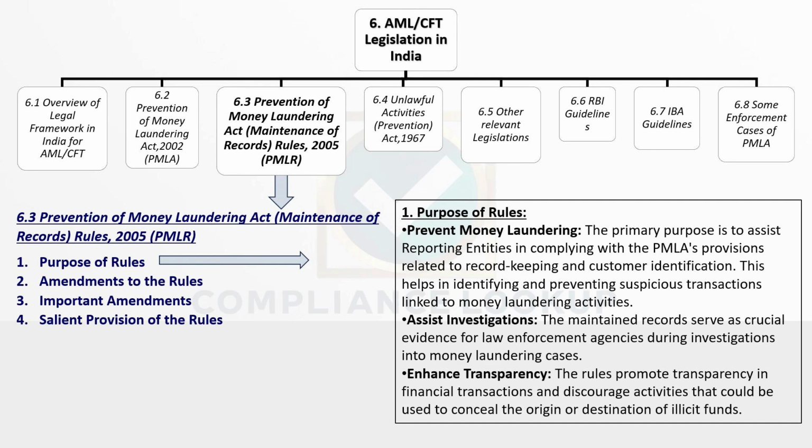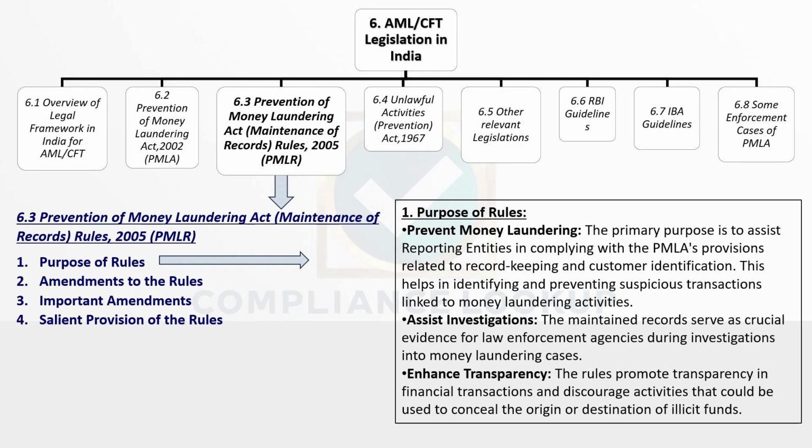Example: let's say a jewelry dealer is involved in laundering money by selling precious gems bought with illegal funds. The dealer's records of customer transactions and payment methods could help investigators trace the source of the money, providing vital leads in the case. C.